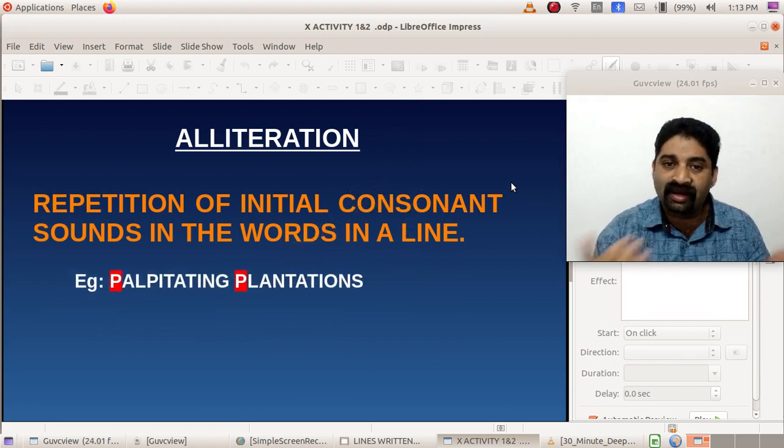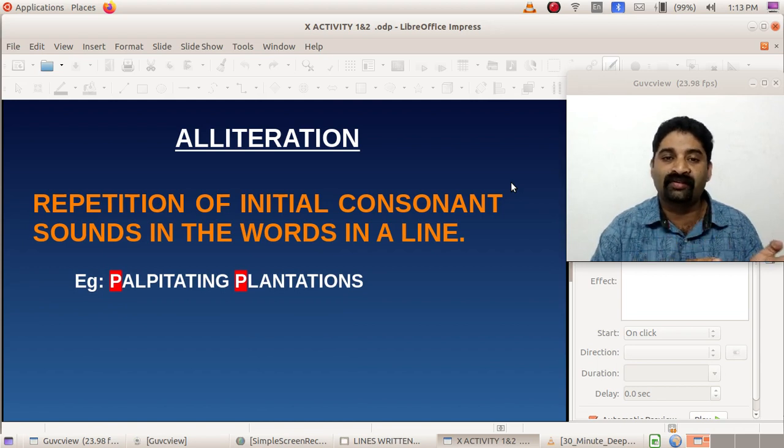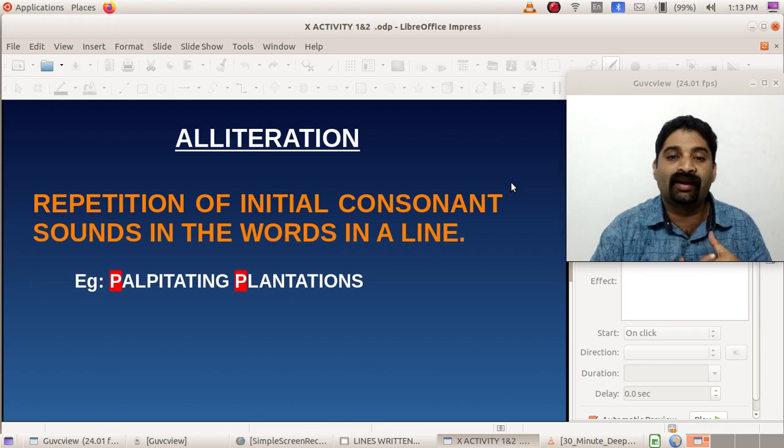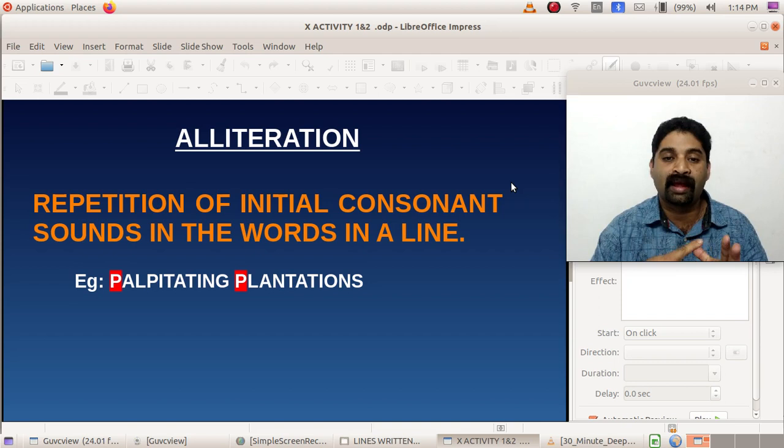What do we mean by consonants? Vowels and consonants. You know that there are 26 alphabets. Now how many vowels are there? 5. A, E, I, O, U. All the rest are called consonants. B, D, F, G, H, J, K, L, M, N, not O, P, Q, R, S, T, V, W, X, Y, Z, all that are called the consonants.